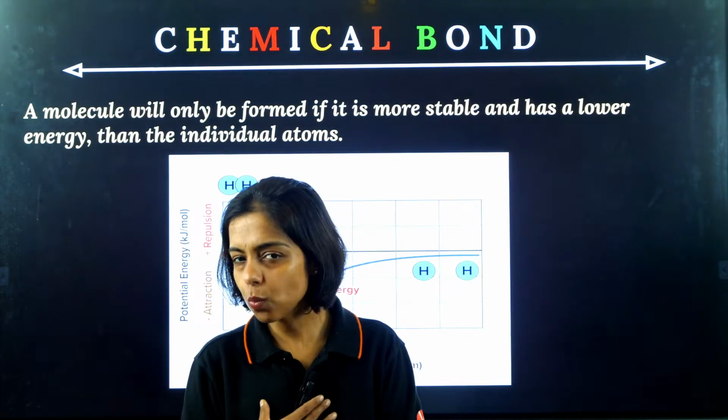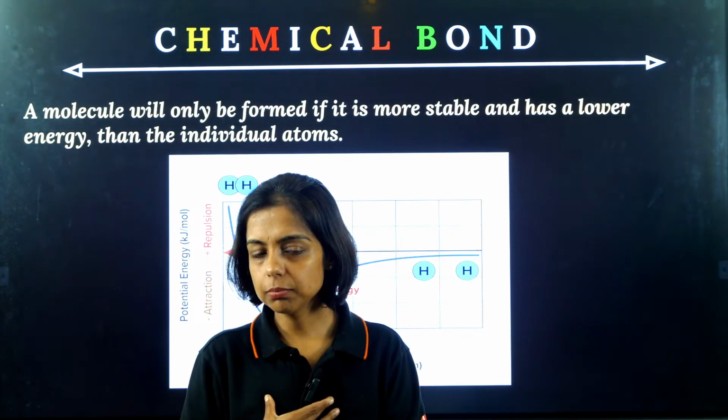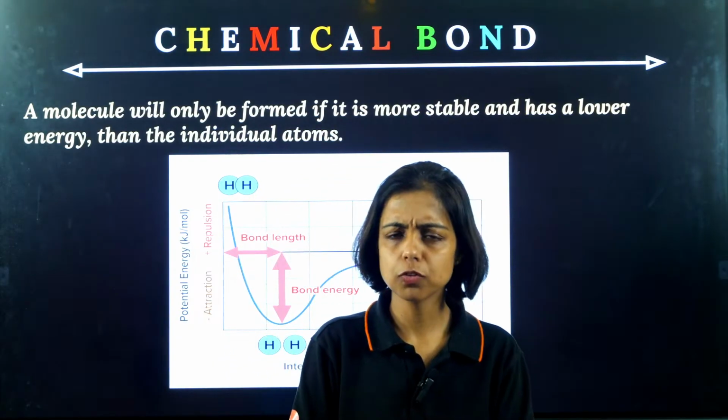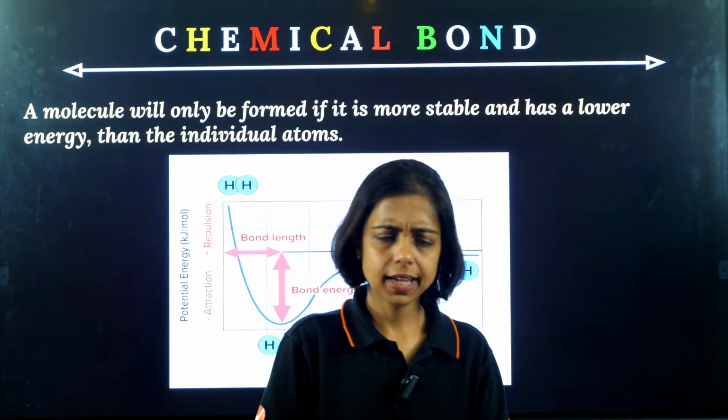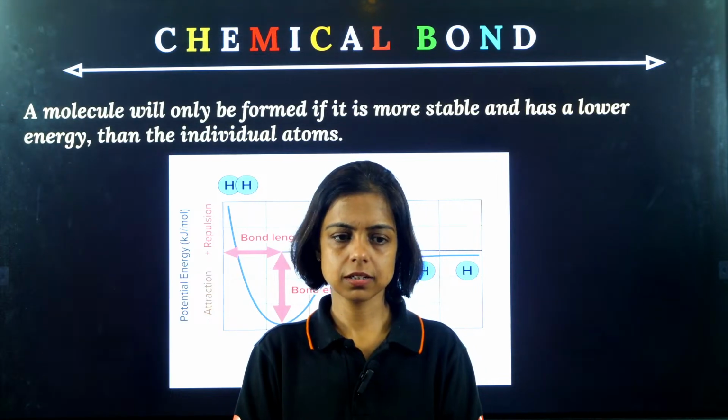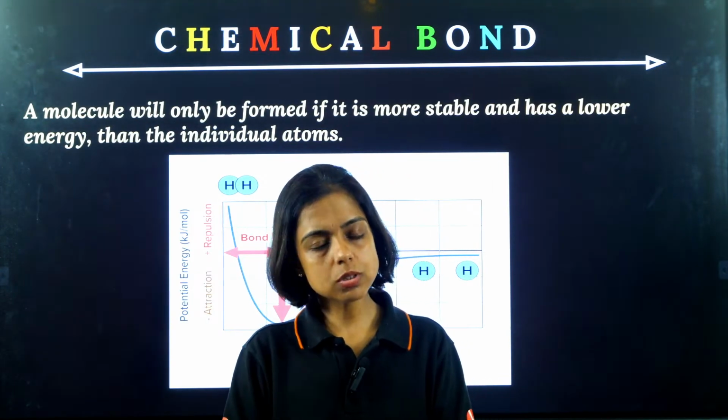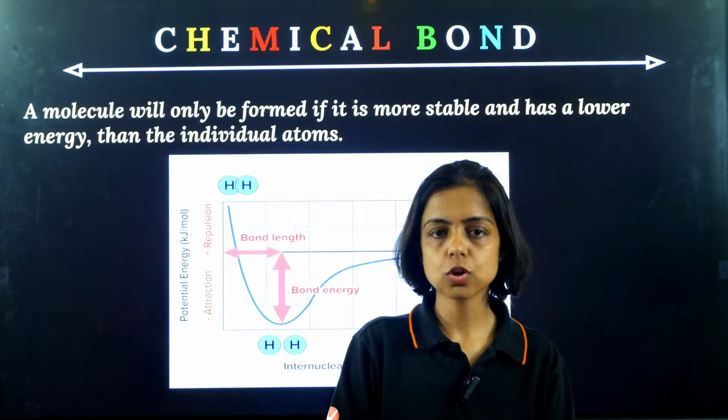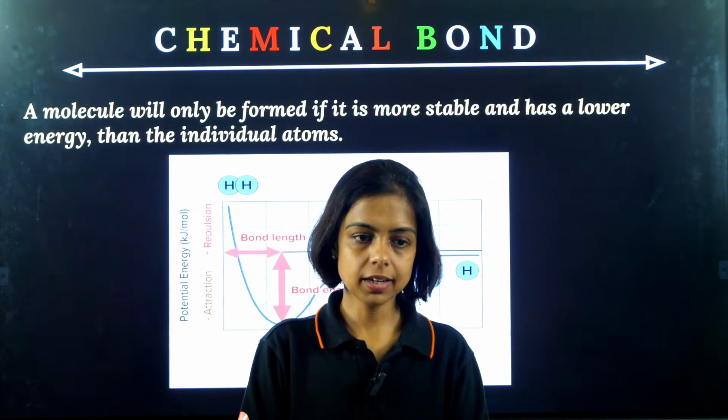May I ask you why they are stable? Ma'am, because they have a stable configuration. They have fully filled orbitals. That is why they are more stable. They don't want to lose or gain electrons, ma'am. Very right.